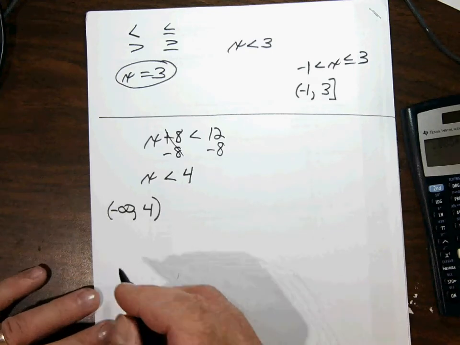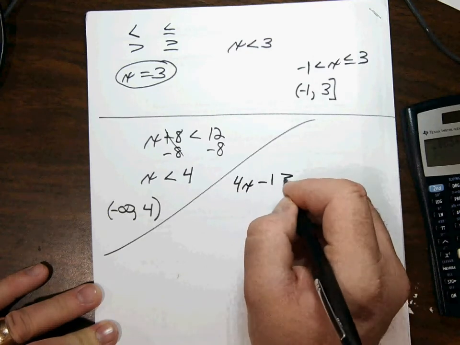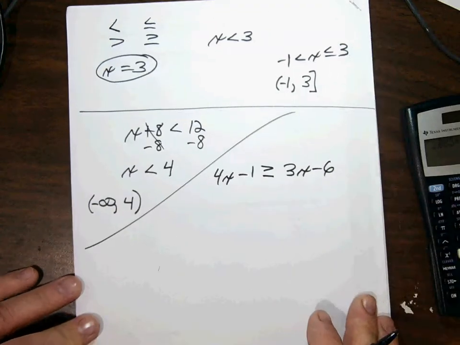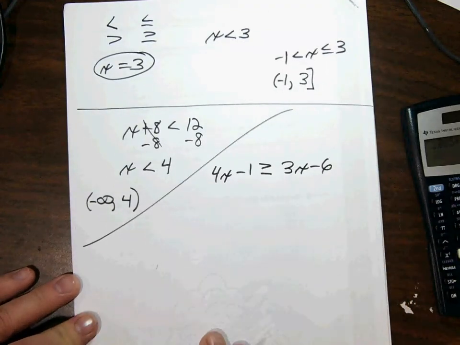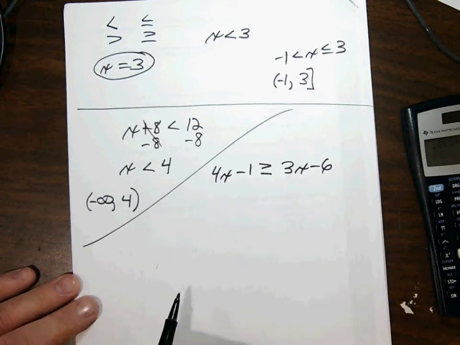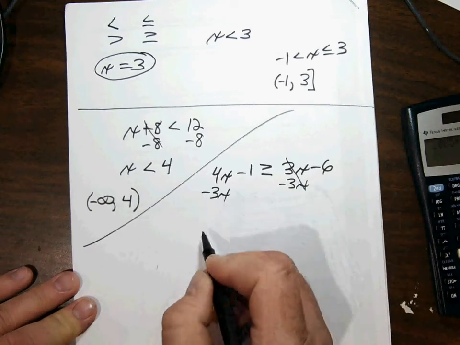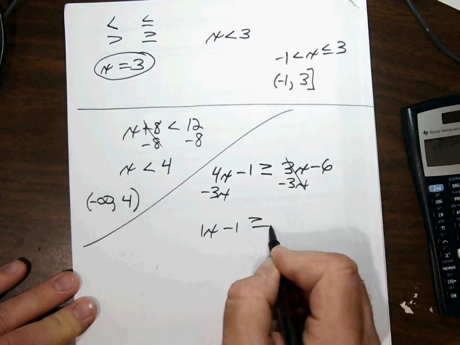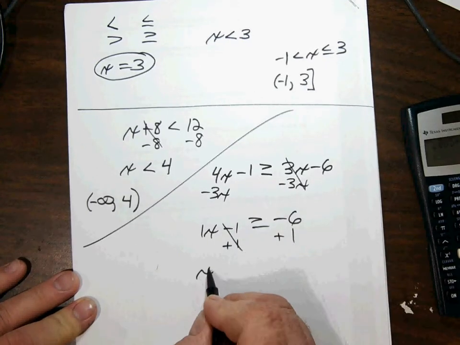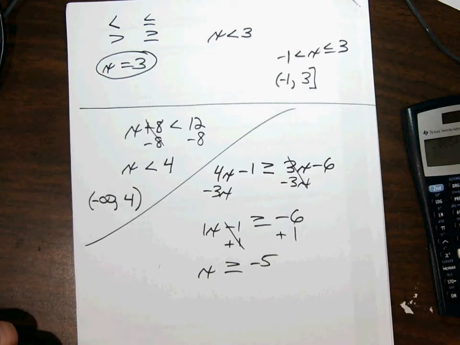Okay, what about this one? What about 4x minus 1 is less than or equal to 3x minus 6? When we're doing inequalities, I always recommend putting x's on the left, okay? So we can just read the answer left to right. It's easier. So let's put the x's on the left. 1x minus 1 is less than or equal to negative 6, so x is less than or equal to negative 5. All the mechanics here are the same. There's only going to be one other thing to worry about.